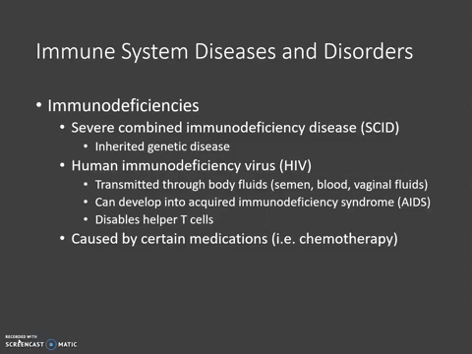Immunodeficiency can also be caused by certain medications. The most commonly known is chemotherapy. So chemotherapy are drugs used to fight off cancer, but in addition to fighting off the cancer, they also typically weaken the immune system. So someone who is going through chemotherapy treatment typically has a weaker immune system and has to be more careful in order to not be exposed to certain pathogens that might make them sicker.